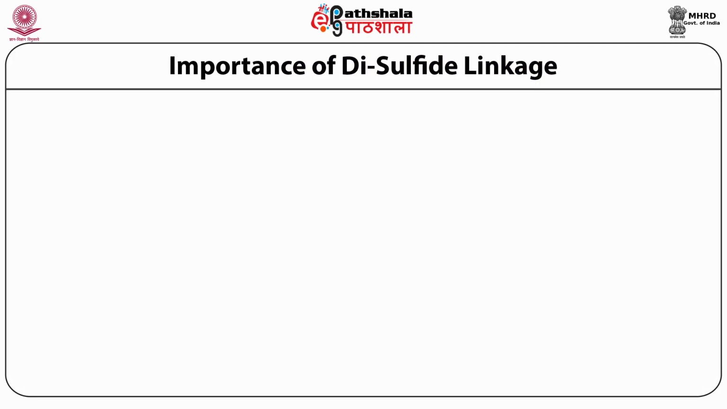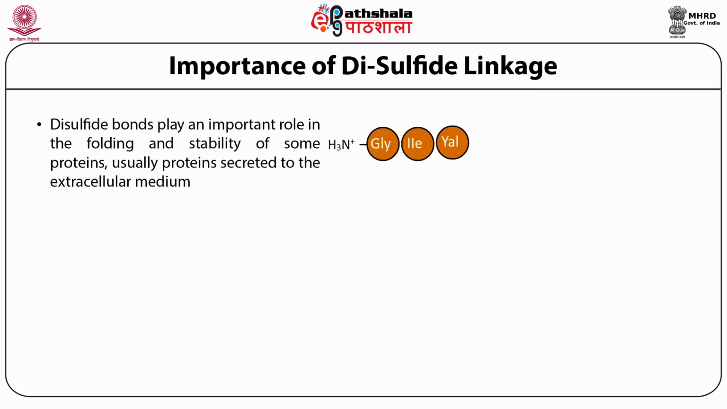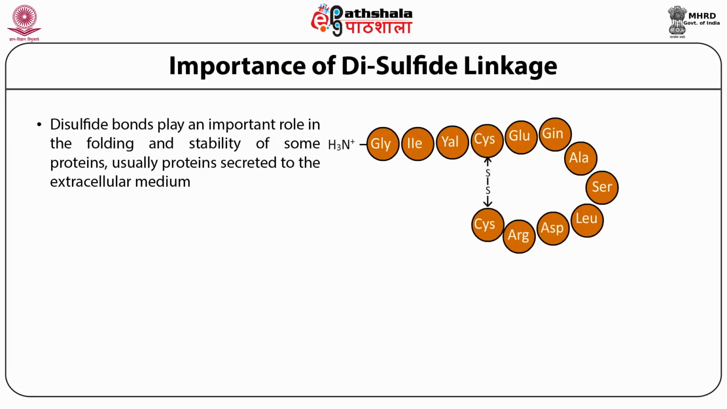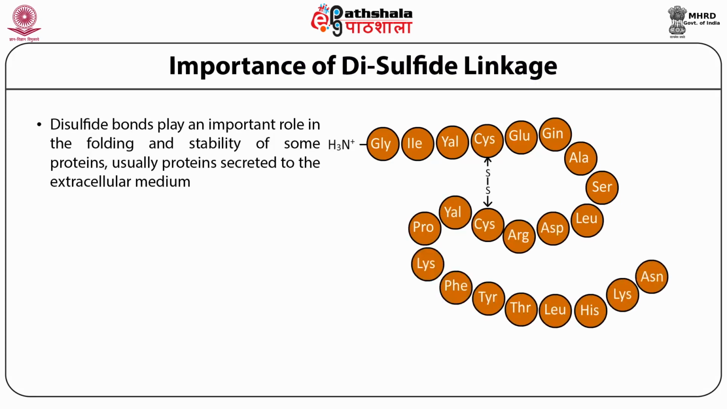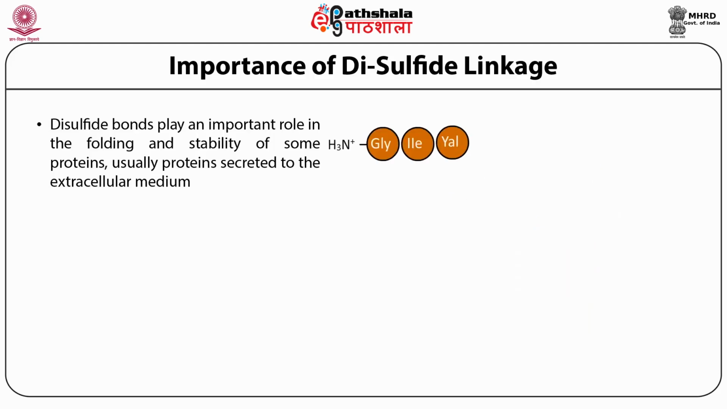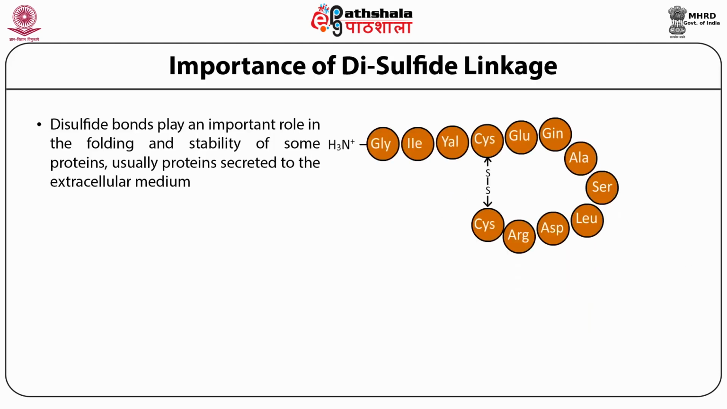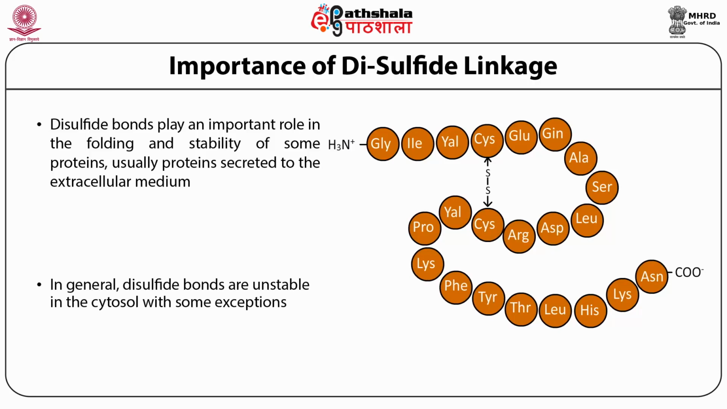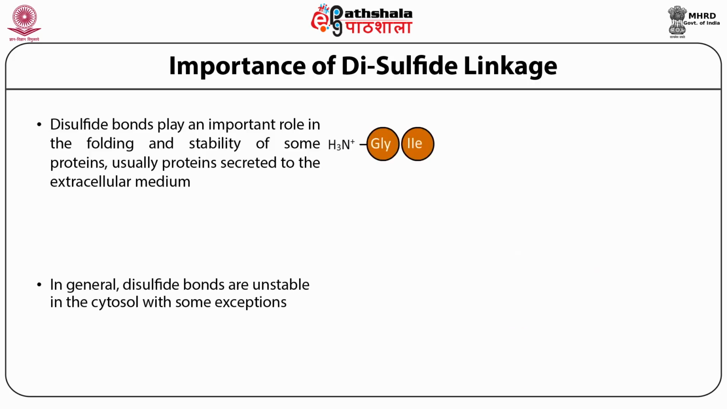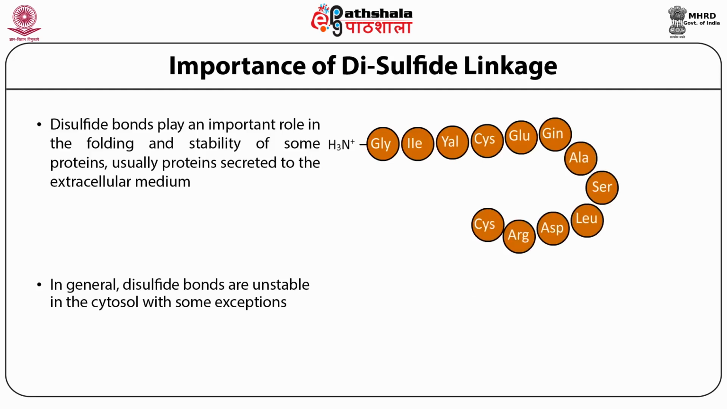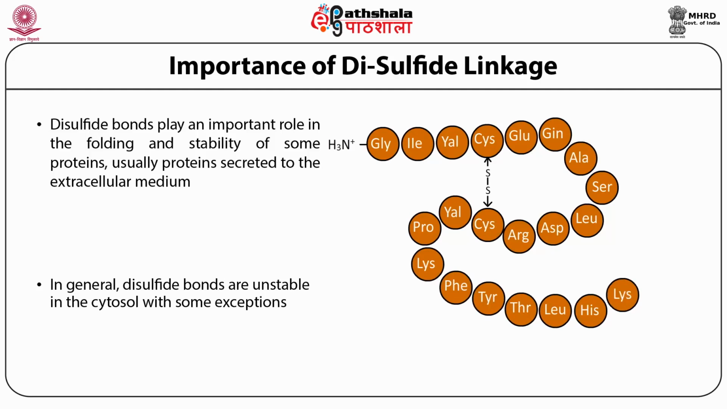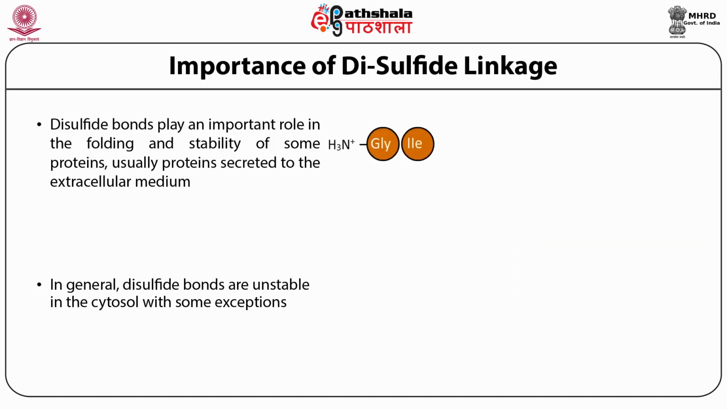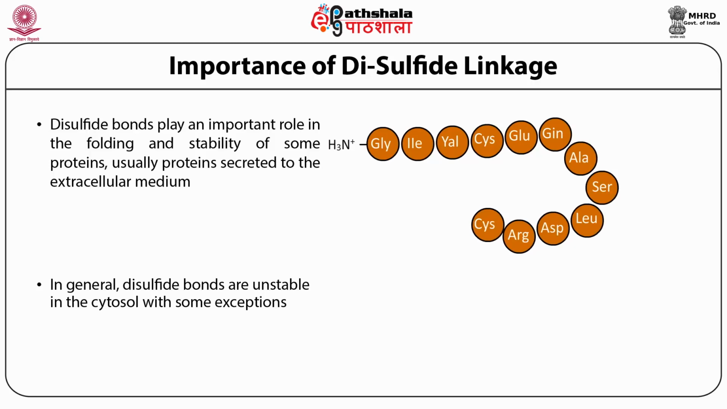Importance of disulfide linkage. Disulfide bonds play a very important role in folding and stability of some proteins. Usually, these are proteins secreted to the extracellular medium. In general, disulfide bonds are unstable in cytosol with few exceptions. We show in this picture a schematic representation of formation of a disulfide linkage between the two cysteine amino acids.